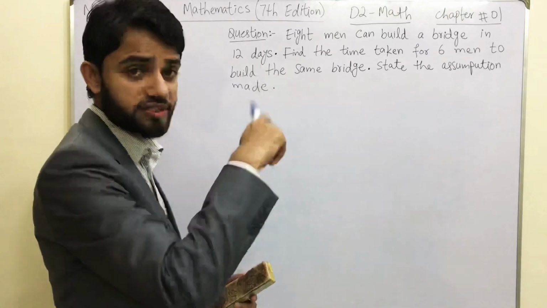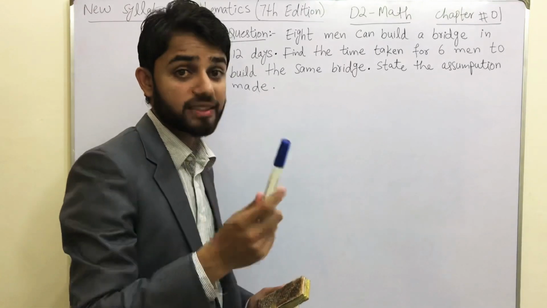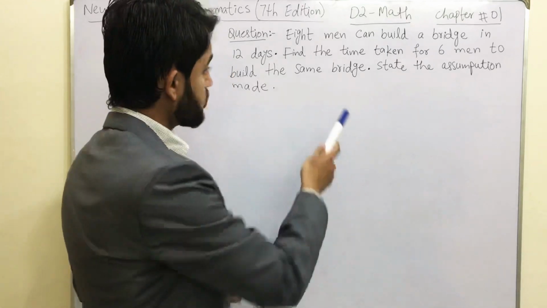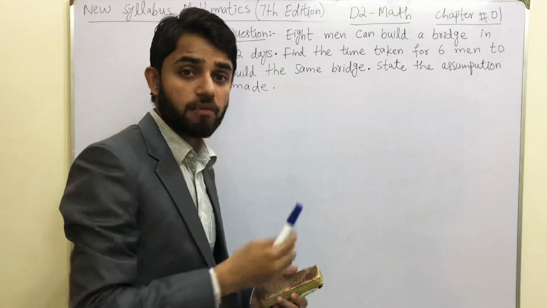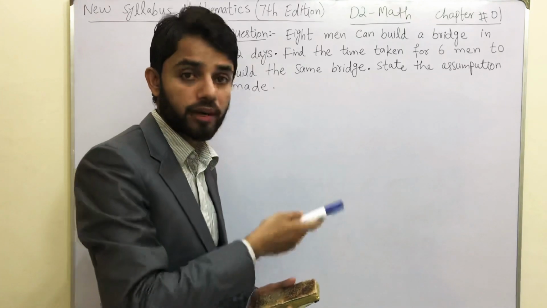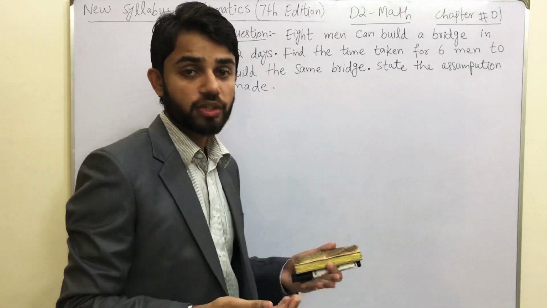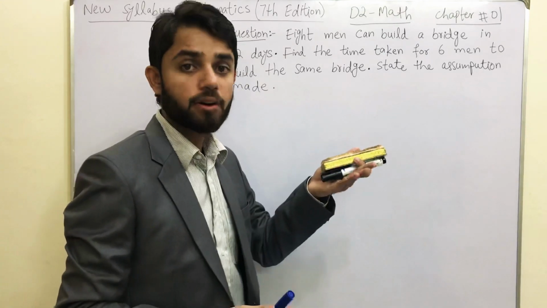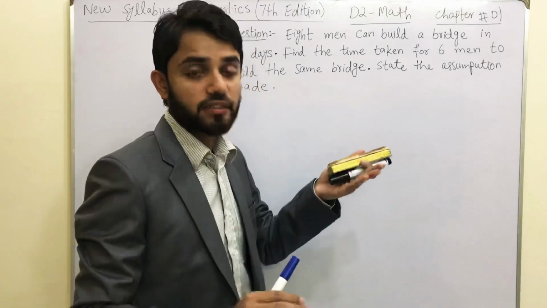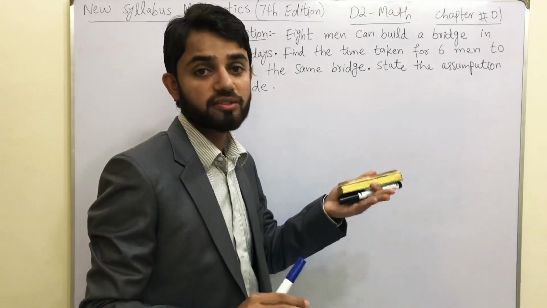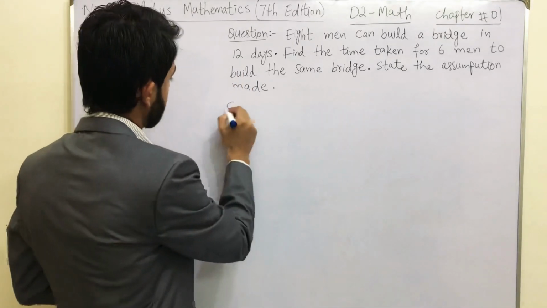So how does this question belong to inverse proportion? We need to get this thing very easily. Initially 8 men are building a bridge in 12 days. Obviously when you have more workers, they can work more quickly. That is why once you increase the number of workers, the number of days is going to be decreased. So you see we are having the opposite effect. That's why this question belongs to the class of inverse proportion. So let's begin with the solution.